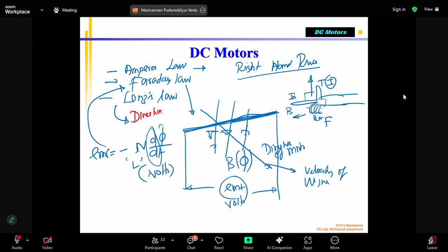Lenz's law talks about the direction of induced voltage in the wire. That means whether this side will be plus and this side will be minus, or this will be plus and this will be minus. That is decided by Lenz's law.